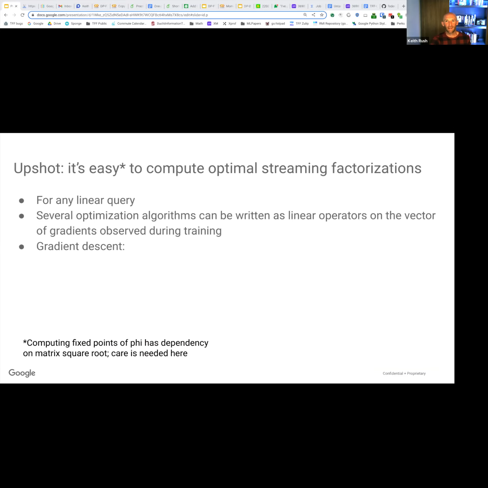So at the end of the day, it's actually really easy to compute these optimal streaming factorizations, assuming you can solve this problem. I didn't mention this on the previous slide, but the way that we solve the optimization problem is we just iterate that mapping phi, and it empirically converges. I tried for weeks to prove its convergence, or ideally to literally write down an expression for that fixed point.